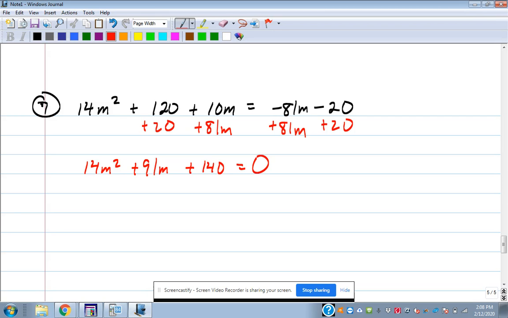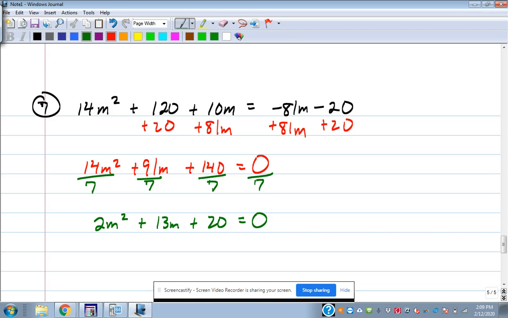Well, okay, let's see if we can find a GCF. 7 goes into 14, and 7 goes into 140. Yeah, 7 goes into 91, 13 times it does. Hey, 7 happens to be our GCF. Let's divide everybody by 7. Make this a smaller problem. We get 2m squared plus 13m plus 20 equals 0. Right?